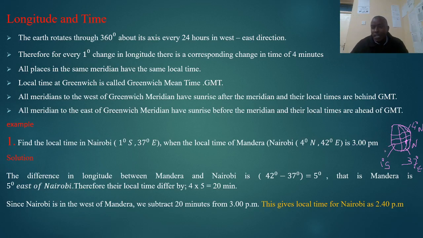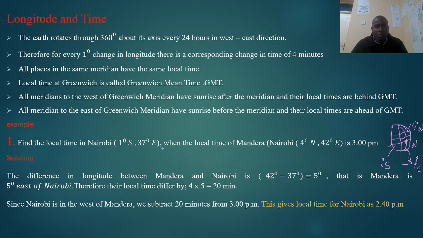So we shall subtract the time difference from 3 p.m. to get the local time in Nairobi. Now what we do, we need to know the time difference. First of all, for you to know the time difference, the first step you take is to calculate the longitude difference.